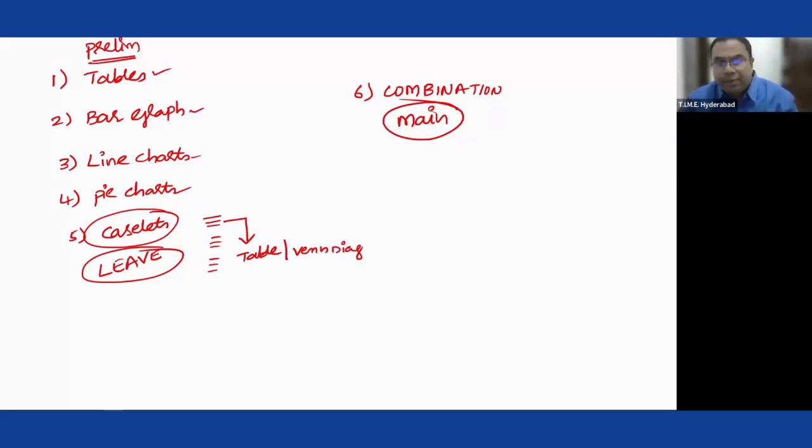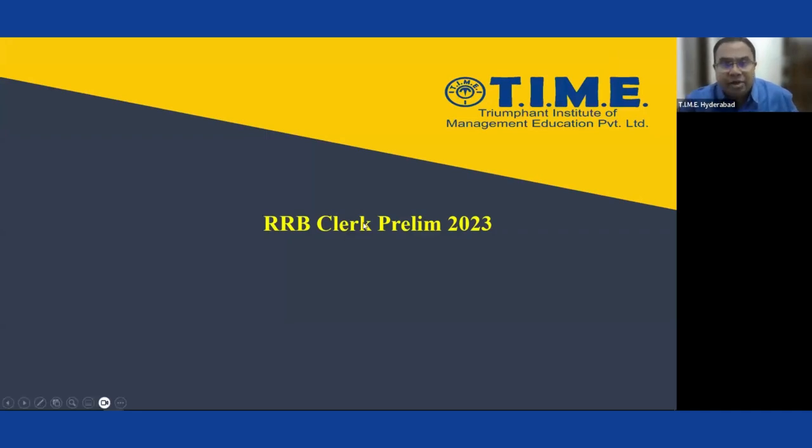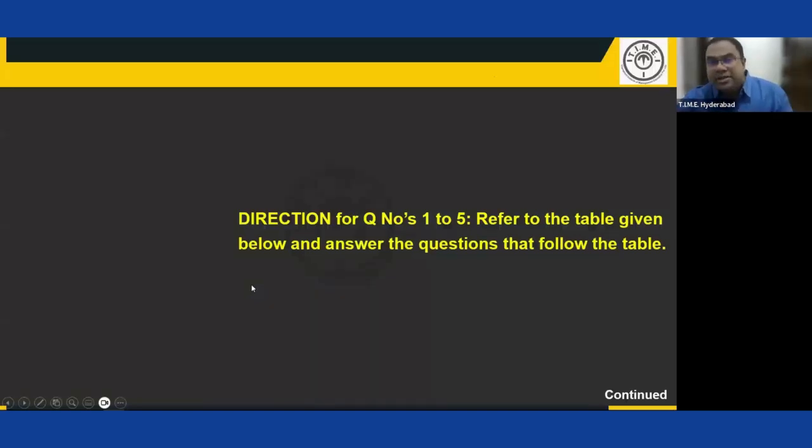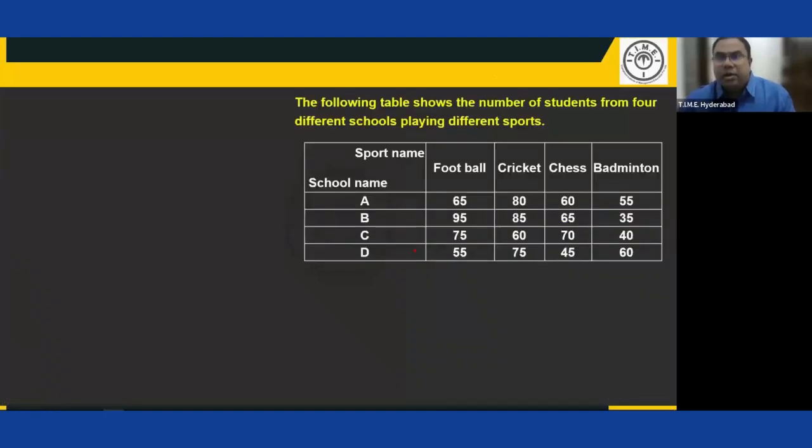So with this background, let us very quickly start solving the DI sets. As I told you, those who joined a little late, this is our first set we are going to discuss, RRB Clerk Prelim 2023. This is last year's set. So it is based on tabular data. So first look at the data, students. Look at the data.